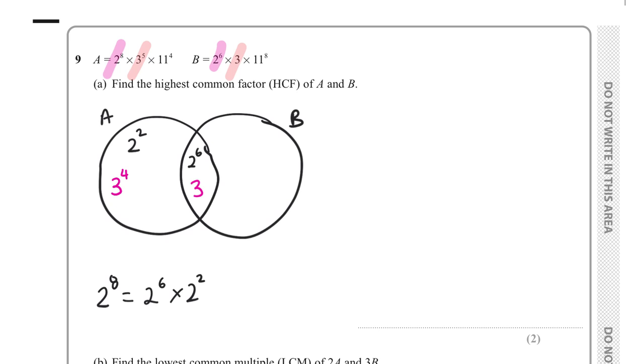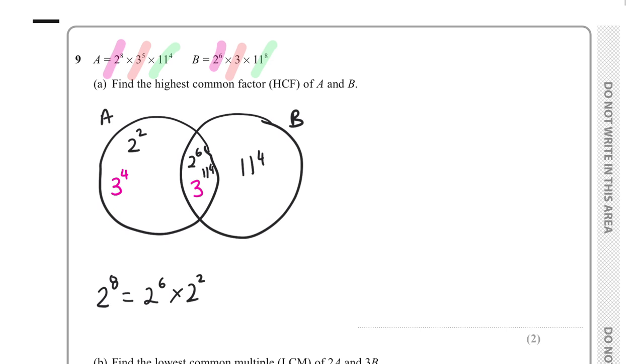Then we have 11. What's the highest common factor between 11 to the power of 4 and 11 to the power of 8? Absolutely, 11 to the power of 4. I'm going to put this here. Do I need to write anything in A? No, because I've used it all. How about B? 11 to the power of 4, absolutely.